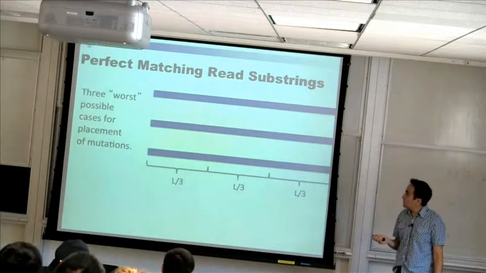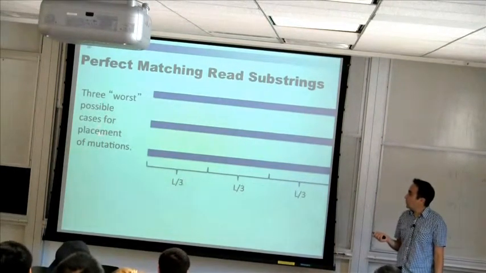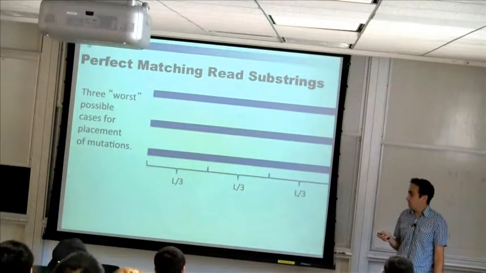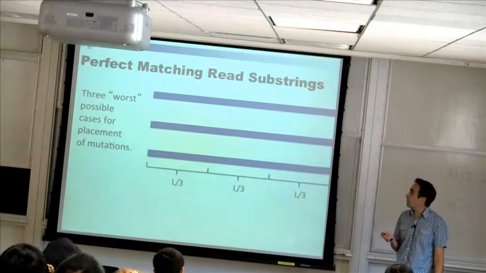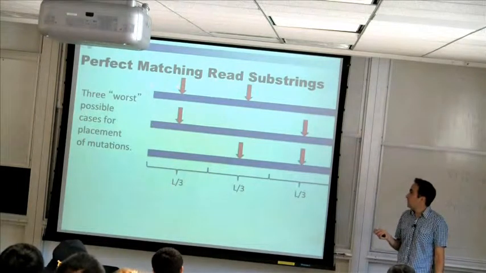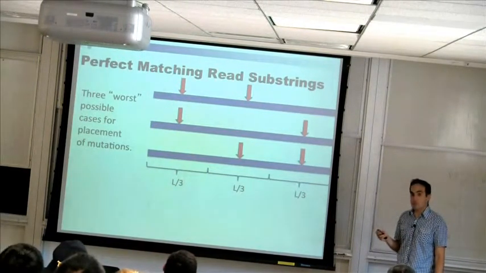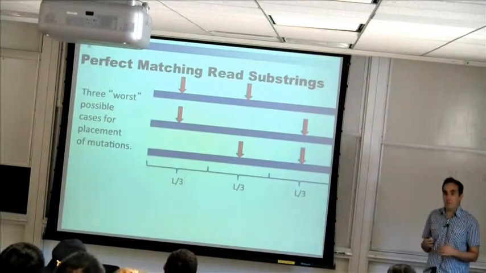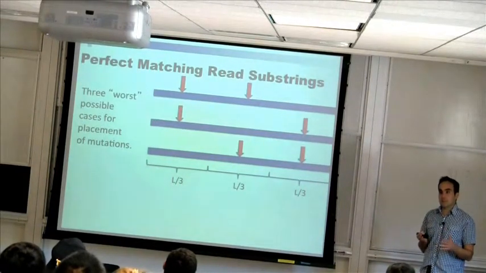So what I'm saying is that there are 3 kinds of worst possible cases for the placement of the mismatches. And this is what I mean. These are the worst possible cases: the mismatches fall into different thirds. But what happens in each of these cases?